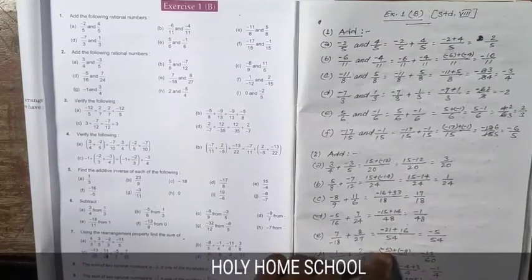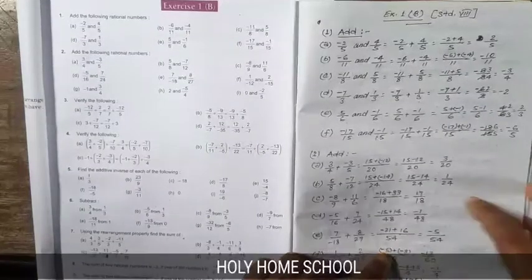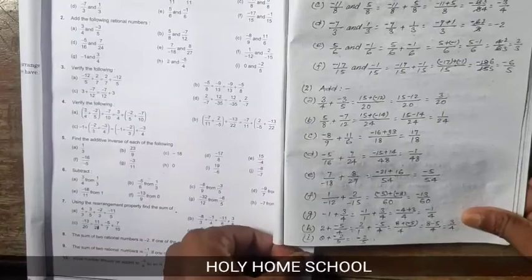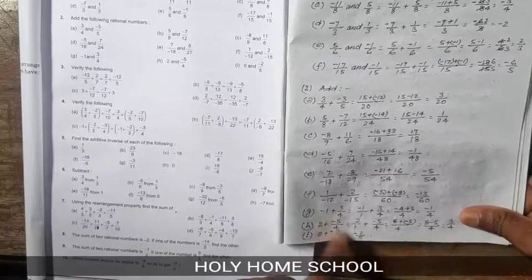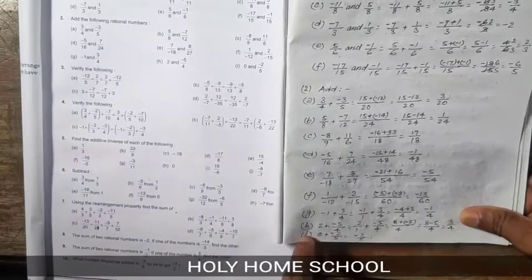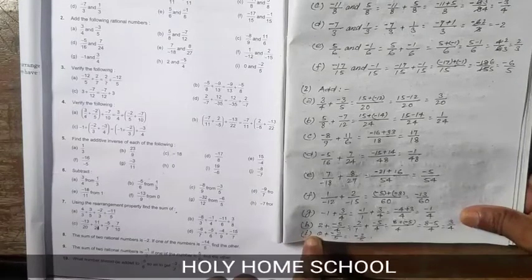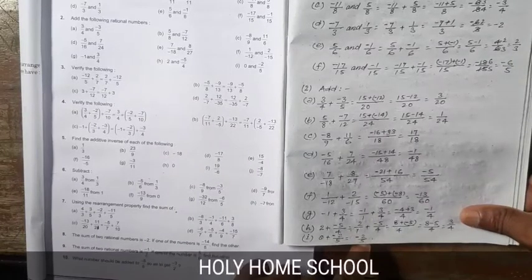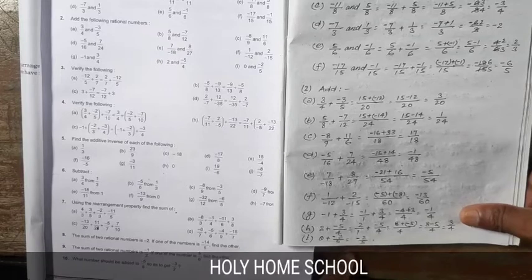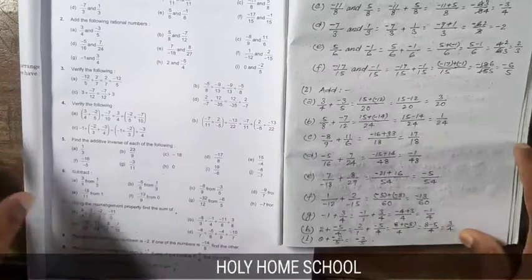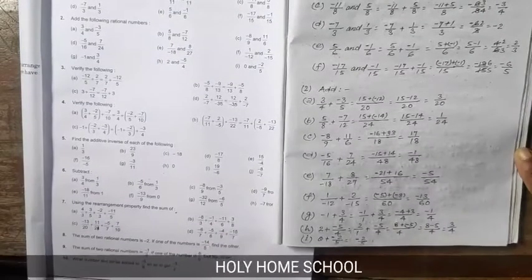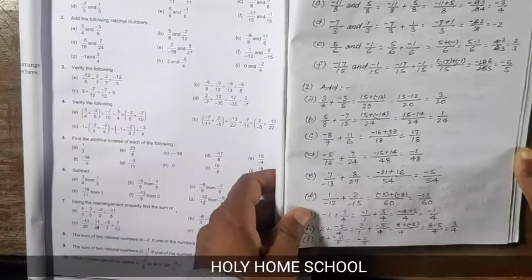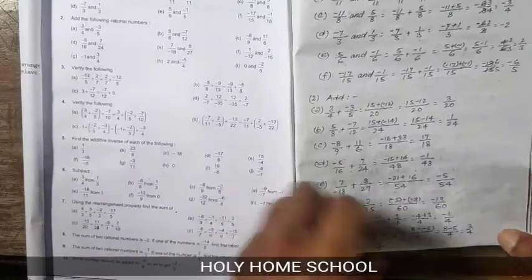And in such a way, all problems I have solved for you. Observe properly. Here see question number I: 0 plus minus 2 by 5 equal to minus 2 by 5. We know that when we add any rational number with 0, our sum will be that same number.